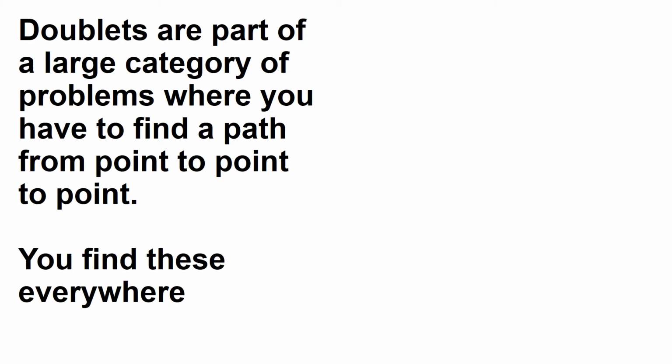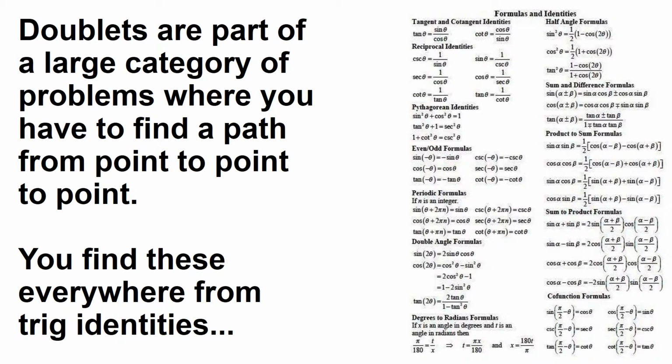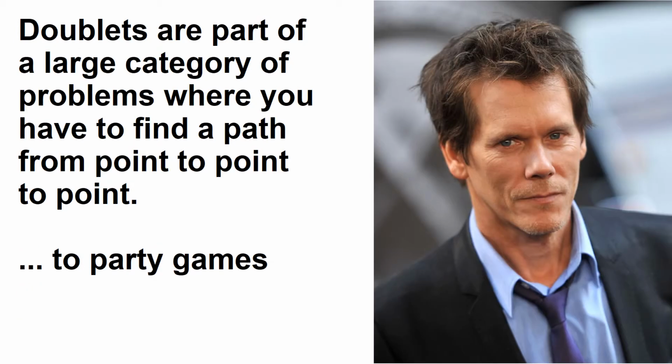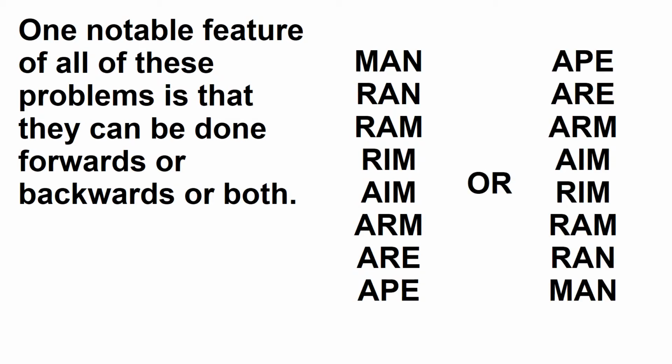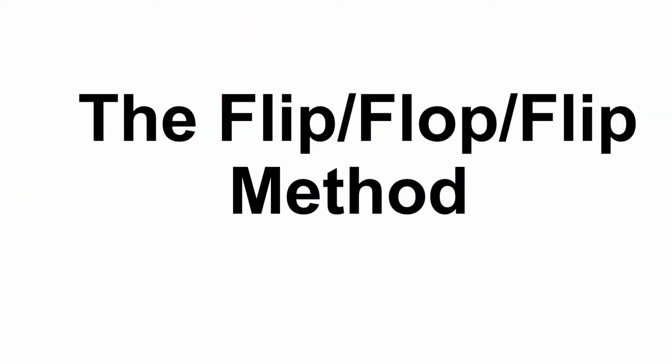Now, this type of problem is very common. You'll find it everywhere, from the identities you use when you're studying trigonometry to silly little party games like Six Degrees of Kevin Bacon. One notable feature of all of these types of problems is that they can be done forwards or backwards, or, as we'll get into in a moment, both. Let's take the example of man to ape. If we did that backwards, we'd start with ape, and then we'd use the same words, but in reverse order to get to man. Now, this leads us to what we're calling the flip-flop-flip method.